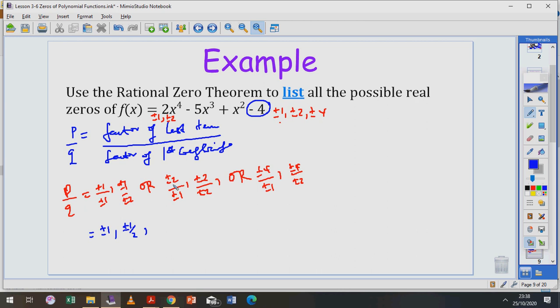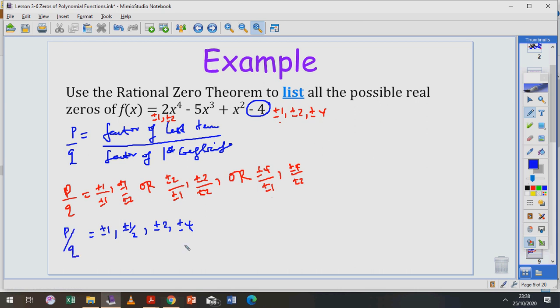Moving on, plus or minus 2 over plus or minus 1 is the same thing as plus or minus 2. Plus or minus 2 divided by plus or minus 2 is the same thing as plus or minus 1, which I already have here, so I'll ignore that. Plus or minus 4 divided by plus or minus 1 is the same thing as plus or minus 4. And finally, plus or minus 4 over plus or minus 2 is the same thing as plus or minus 2, but I already have it here, so I'll also ignore that.